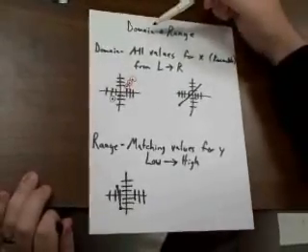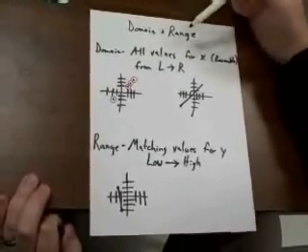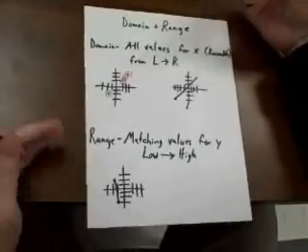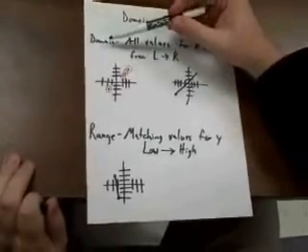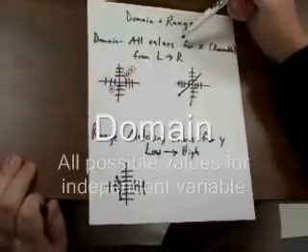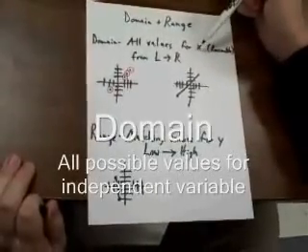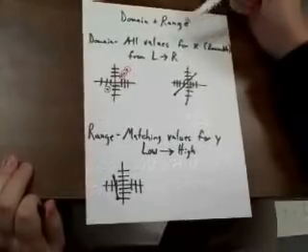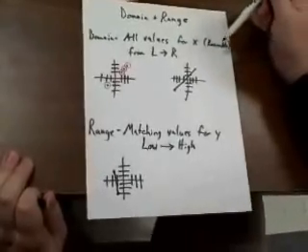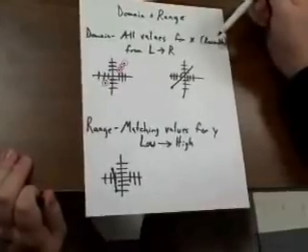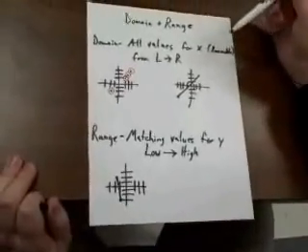Today we are talking about domain and range. Now, these are two very different things, but they're very closely related. Domain is all the possible values we can have for x, our independent variable. Sometimes they talk about reasonable domain. When they say reasonable domain, what that means is there's a limit.